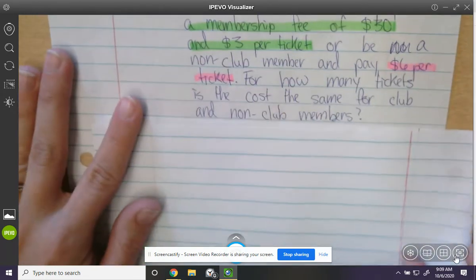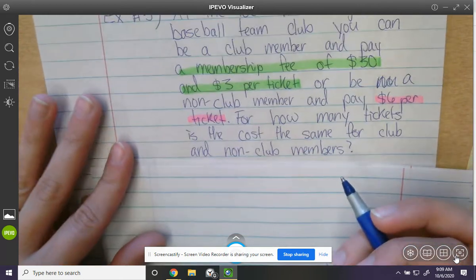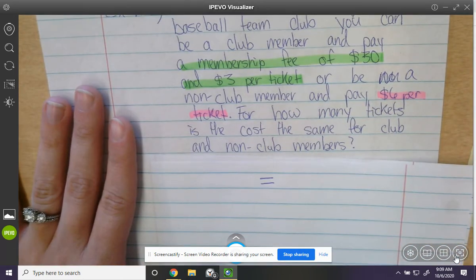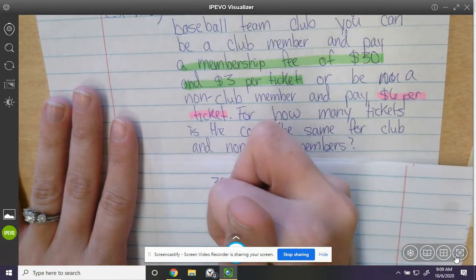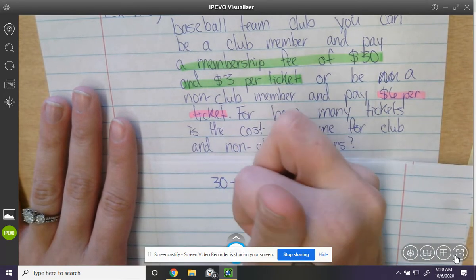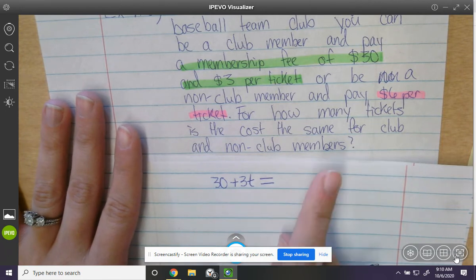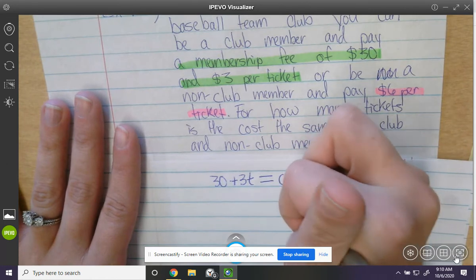So what we're going to do, anytime it asks when is it the same or when will we have equal amounts, you know you're going to have an equation with an equal sign in it. Okay, so for club members, the membership fee is $30 plus $3 per ticket. So that'd be 30 plus 3T. So that's their equation. But for non-club members, it's just $6 per ticket. So over here would just be 6T.